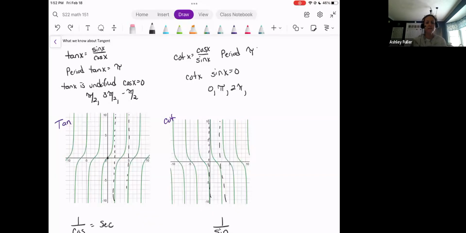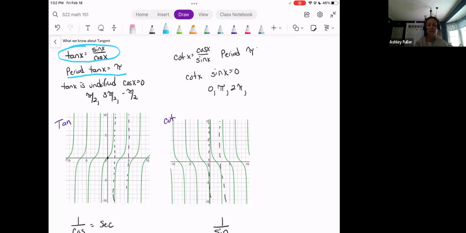We've looked at the graphs of both sine and cosine, and now we're going to use some of the knowledge we have about those graphs and those functions to look at graphs of tangent, cotangent, secant, and cosecant. As we begin here with tangent, remember that tangent is sine over cosine. And remember that we know the period of tangent is equal to pi.